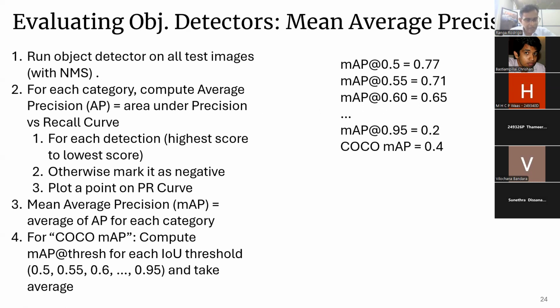So for COCO, MAP and threshold, they have so many IOUs and take the average. I hope my interpretation is correct. If there's anything wrong in that interpretation, please let me know. Maybe I made a mistake there.